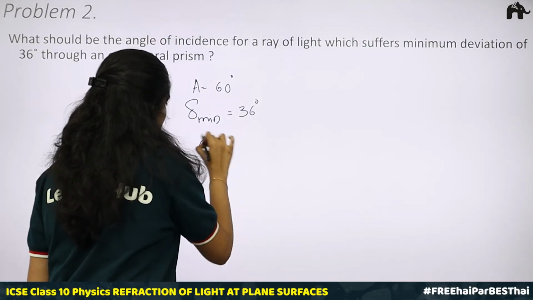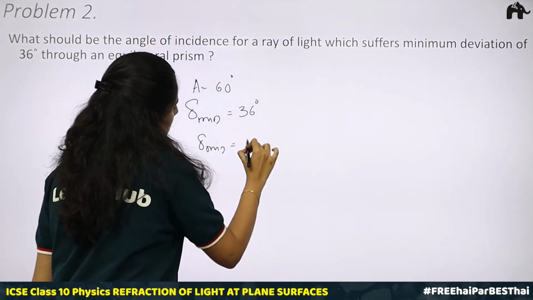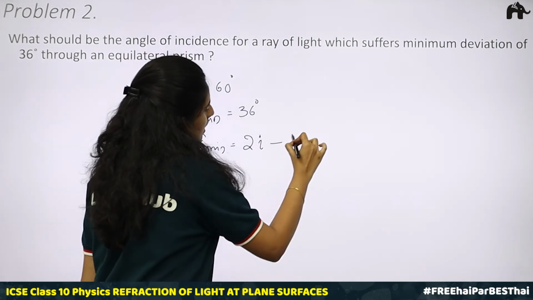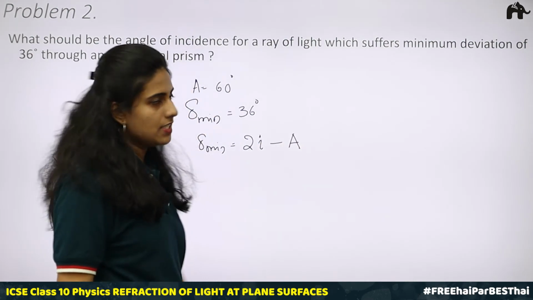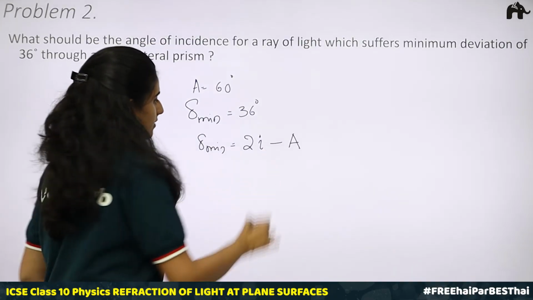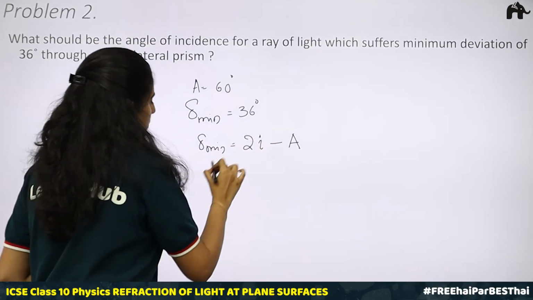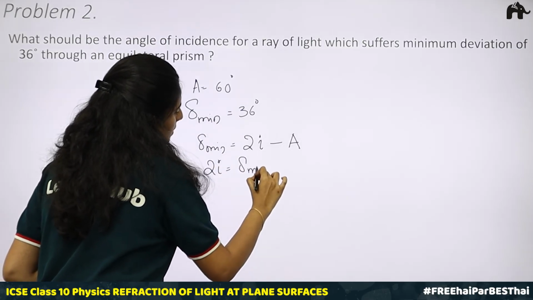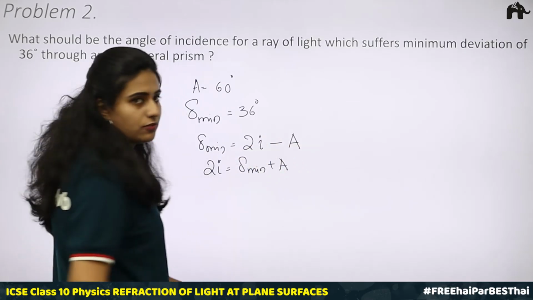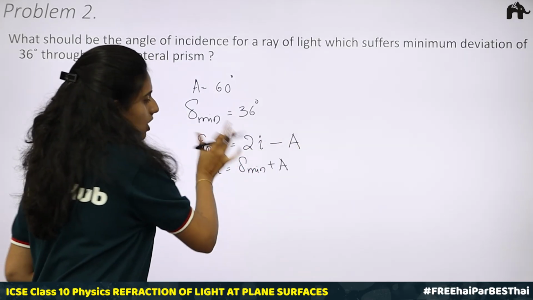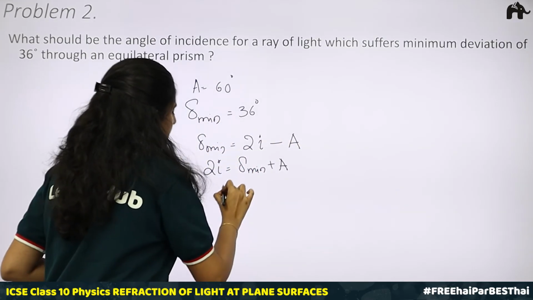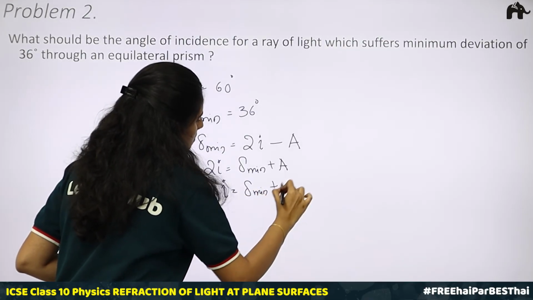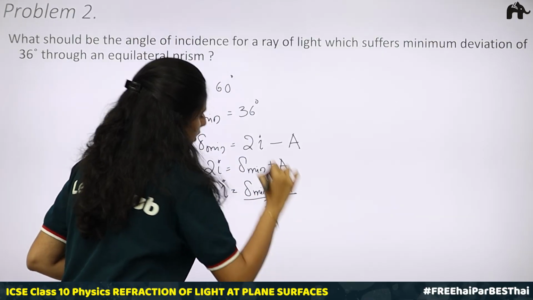We have the angle of minimum deviation equal to 2 times the angle of incidence minus the angle of the prism. We need to find i, which is the angle of incidence. So 2 times the angle of incidence is equal to the angle of minimum deviation plus the angle of the prism. Taking the minus A to the opposite side, it becomes plus A. Then the angle of incidence is equal to the angle of minimum deviation plus the angle of prism, divided by 2.